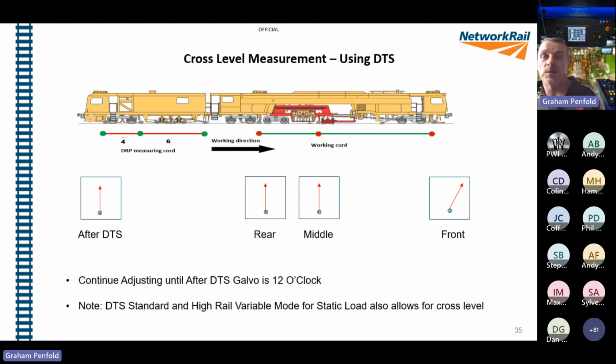And I've put a note on the bottom: DTS, if you've got variable DTS, high rail mode, high rail variable mode and DTS standard mode also account for cross levels. So they will reduce or increase the static load that DTS applies depending on the cross level. So that will also make things easier for you.